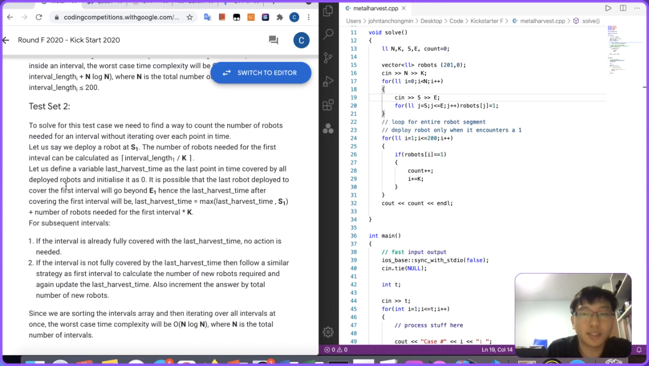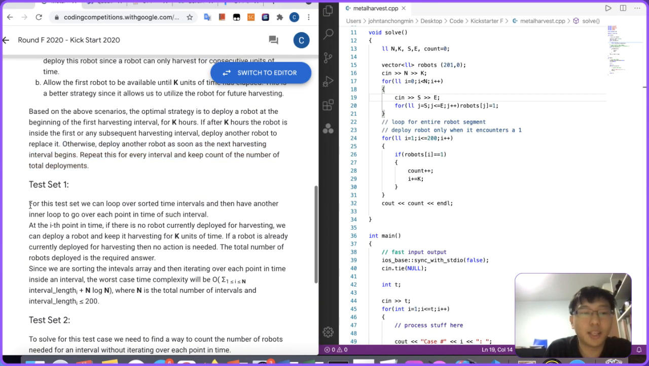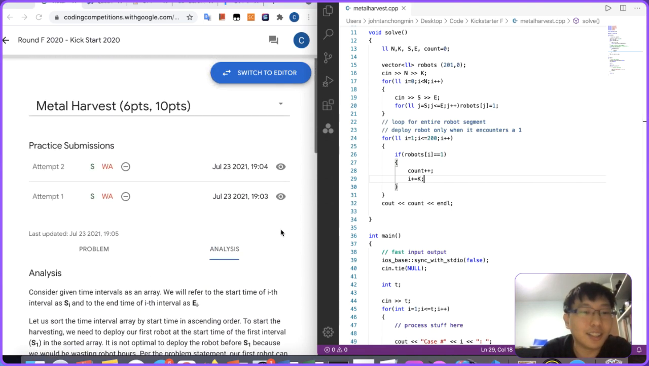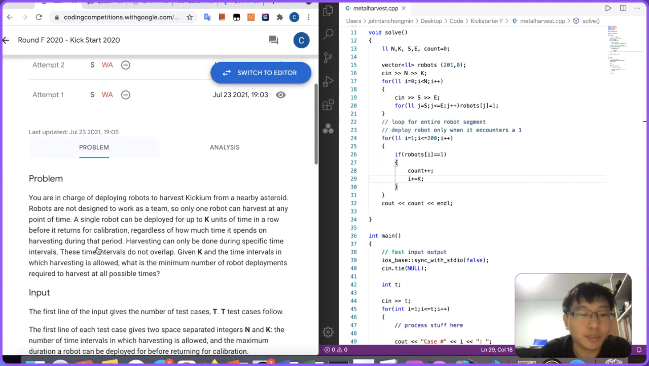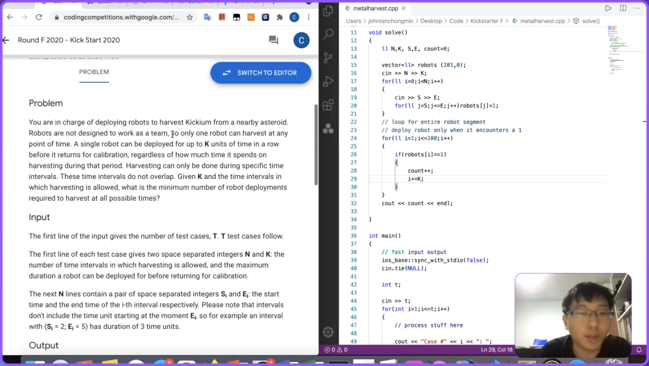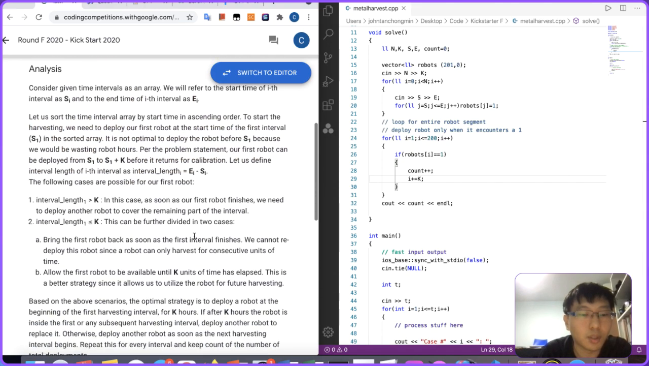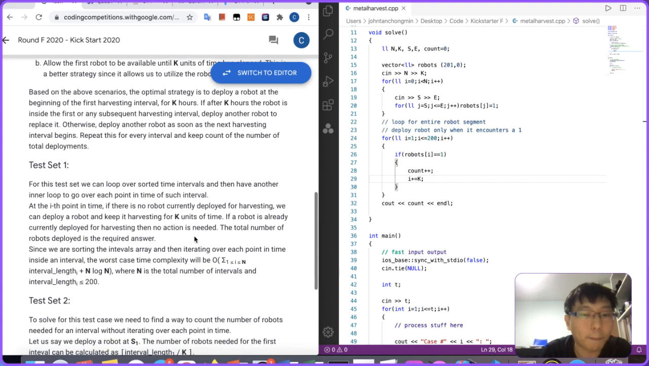This is difficult. This test case. I'm just curious why it didn't solve my test case one. I mean, this looks like perfectly legit code to solve the test case one to me. Yeah, unless I read the problem wrongly. Only one robot can harvest at any one time. A robot can be deployed for this. What's the minimum number of robot deployments? Looks correct to me.